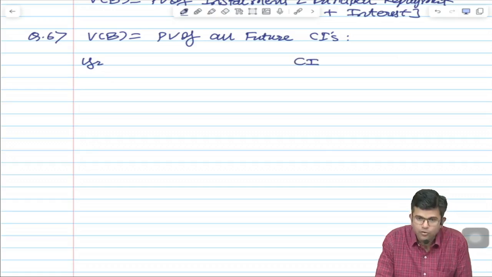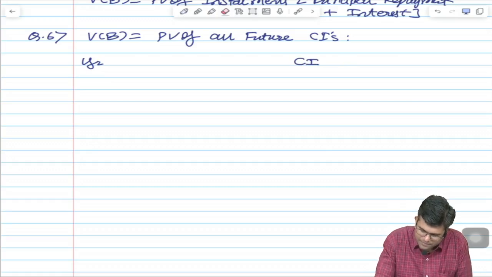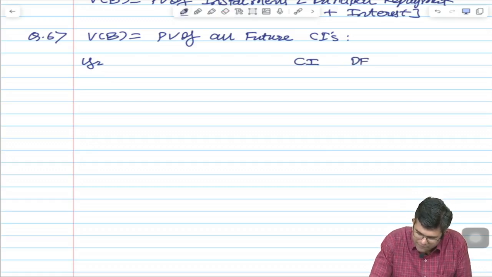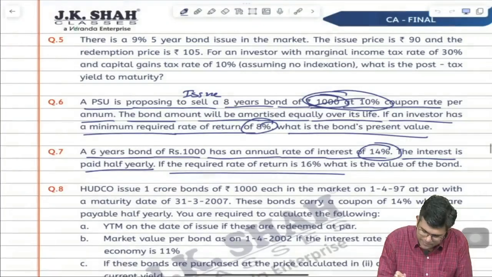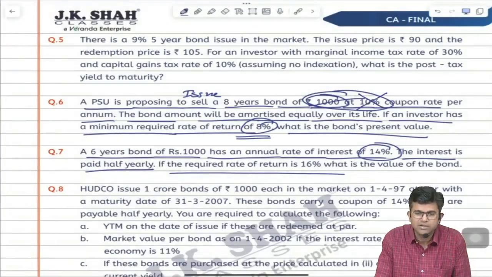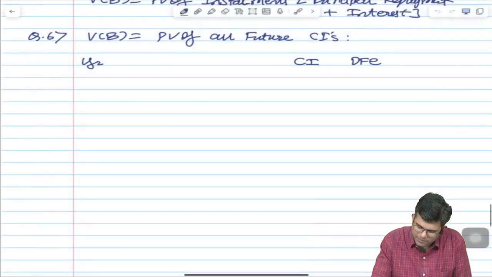Cash inflow, DF at the rate of required return, 8%. This 10% is the coupon rate. We have to be very careful in exam. 10% is coupon rate. Discounting rate will be 8%. So 8% and present value.